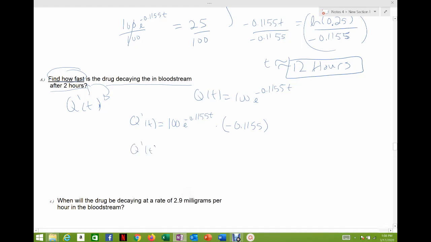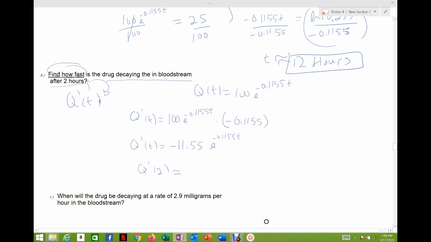All right, I'm going to clean it up. I'm going to multiply that out and move my decimal place over. So negative 11.55 e to the constant times time. All right, and now I'm going to plug my 2 in. I'm going to round a couple decimal places because it's milligrams. I can have a fraction of a milligram, right? So 9.17, which again is not my answer.